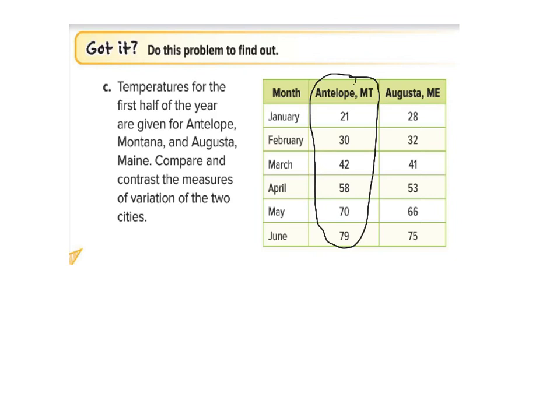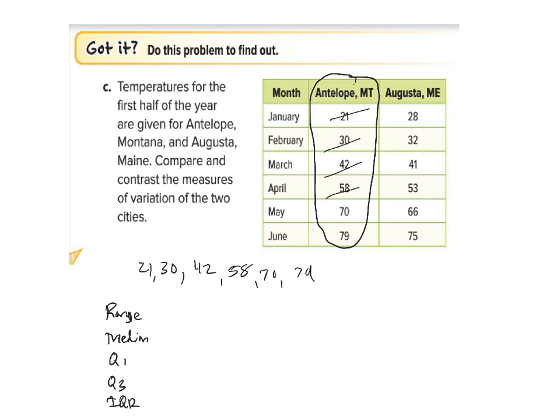So first things first, we need to put them in order, right? So let's do that. 21, 30, 42, 58, 70, and 79, okay? Now we're going to find all their different measurements. Remember the things that we find each time? Our range, median, quartile 1, quartile 3, and our interquartile range, right? Okay, let's do that for this first city first.